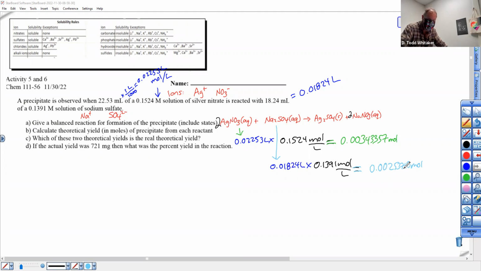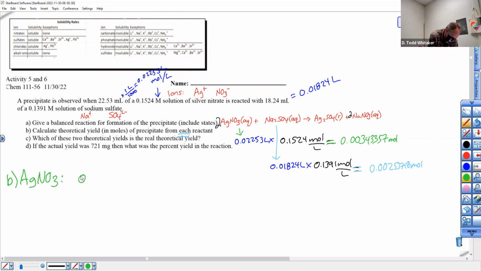Calculate the theoretical yield in moles of precipitate from each reactant. This is two separate calculations. Yours will be two separate calculations. We'll do one in green. Remember, the green chemical was AgNO3. This is part B.